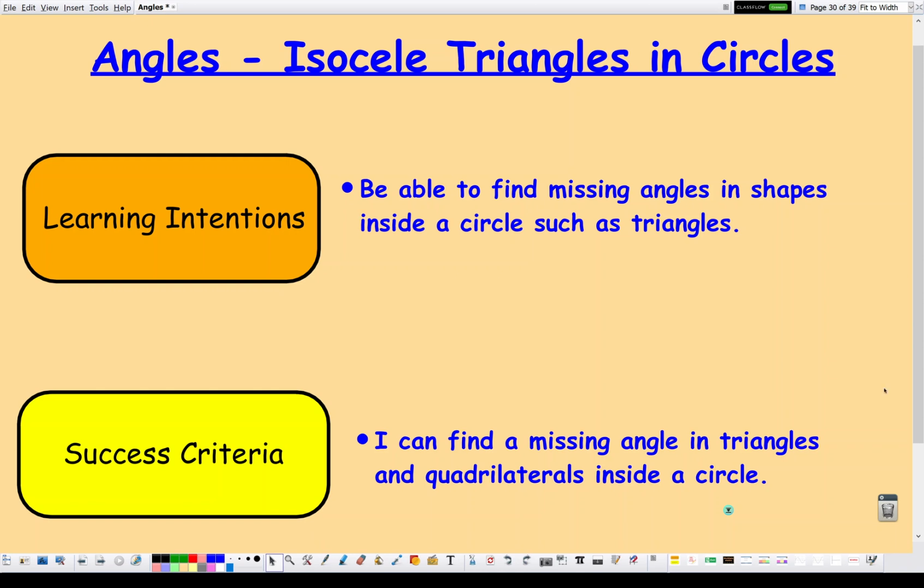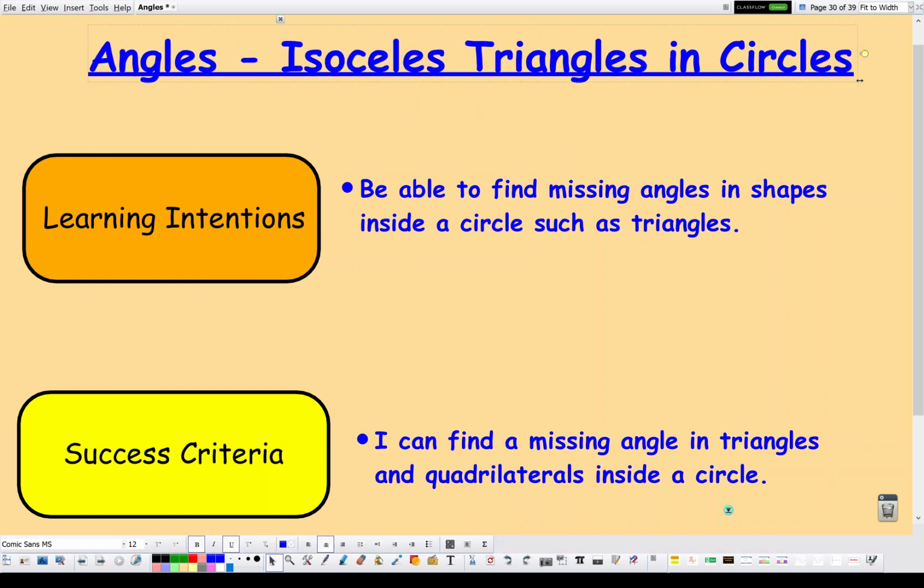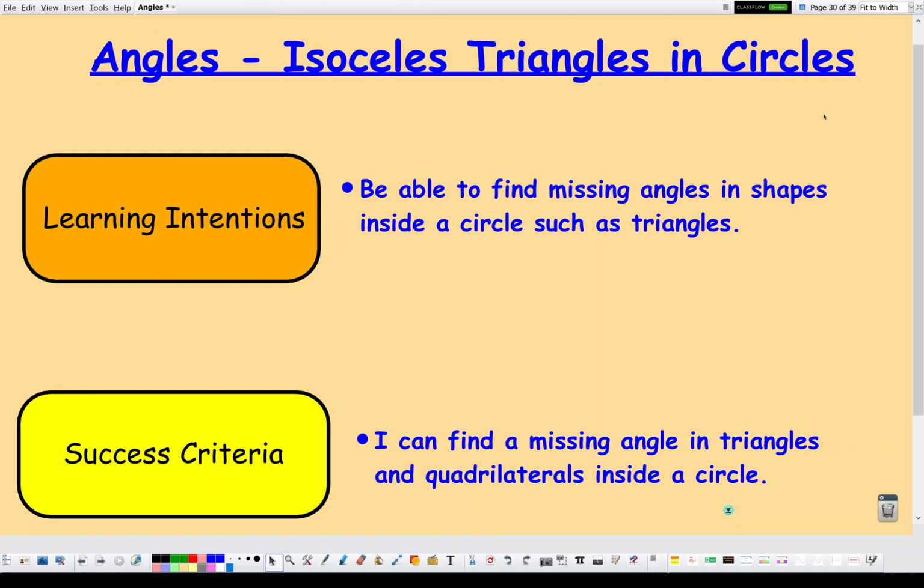Okay guys, so I wanted to make a video today just explaining how this works with isosceles triangles and circles. So that's your heading for today. So this is isosceles, sorry I misspelled that, isosceles triangles and circles. So we're going to look at when triangles are formed inside of circles and what sort of angle properties they have.